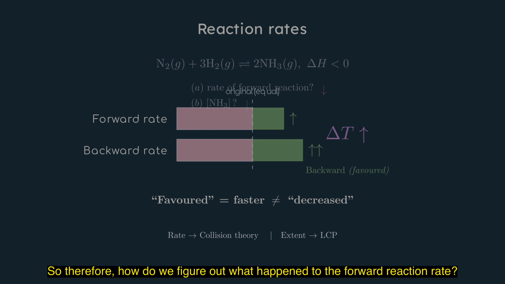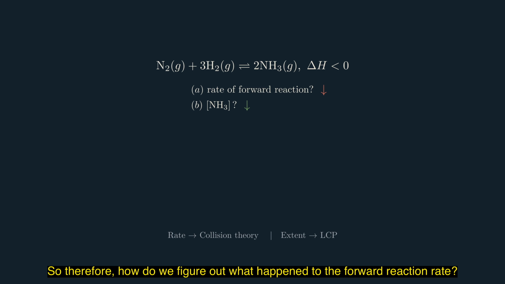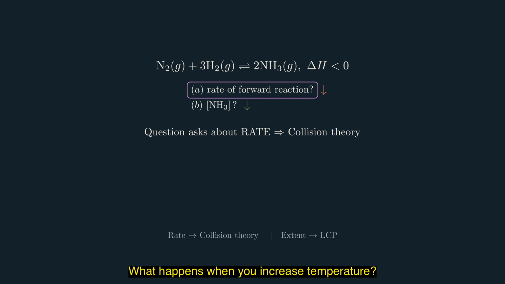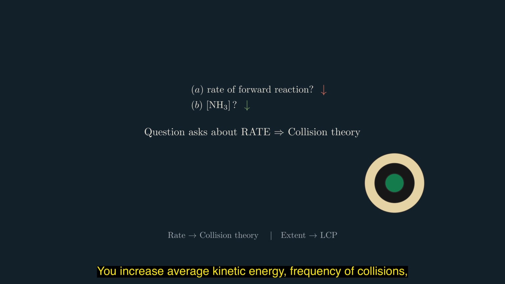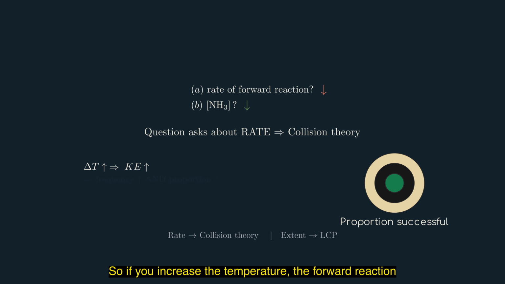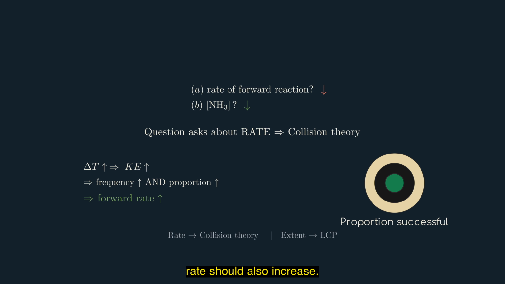So therefore, how do we figure out what happened to the forward reaction rate? Well, it's got the word rate in the question. And what explanation do we use for rates? Collision theory. What happens when you increase temperature? You increase average kinetic energy, frequency of collisions, and proportion of successful collisions, and therefore the rate should increase. So if you increase the temperature, the forward reaction rate should also increase. So that is why the forward reaction rate increasing and ammonia decreasing is our correct answer.